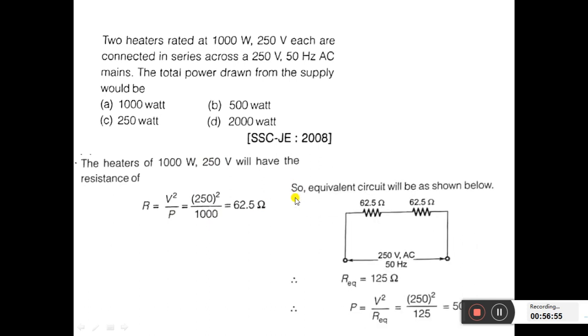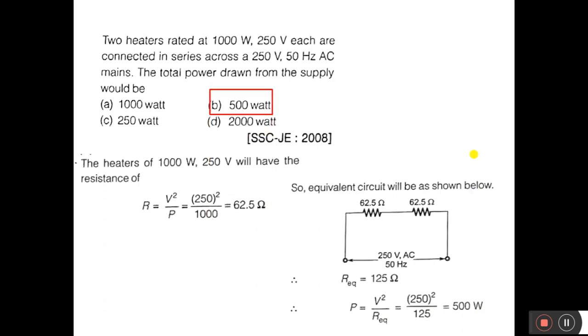So two heaters are connected in series. So 62.5 ohm plus 62.5 ohm across this 250 volt, 50 Hz AC mains, you will get R equivalent 125. So P equal to V square by R equivalent, that is 250 square by 125, that is 500 watt. So option B is correct one.